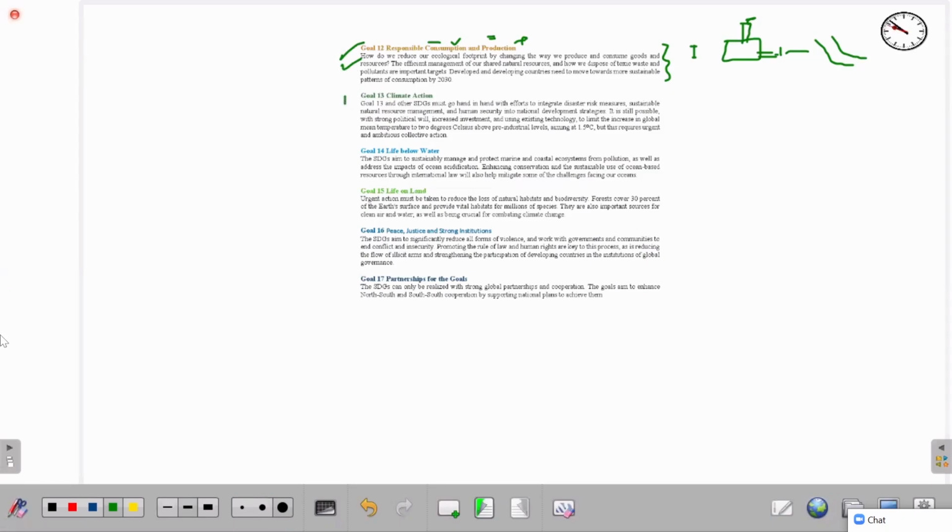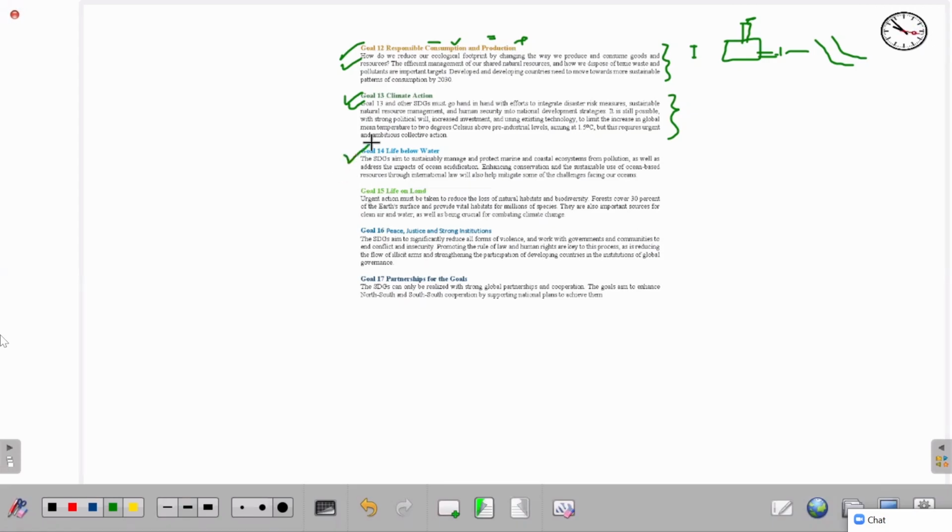Number 13 is climate action. This is very important. Climate action is very important. These are related to the previous one, and you understand these things very clearly, because these are highly discussed material nowadays, okay?